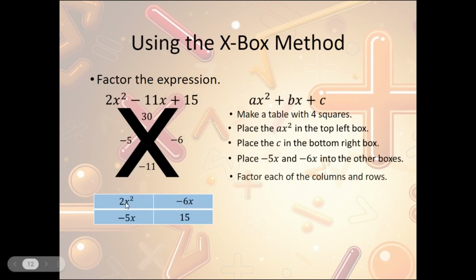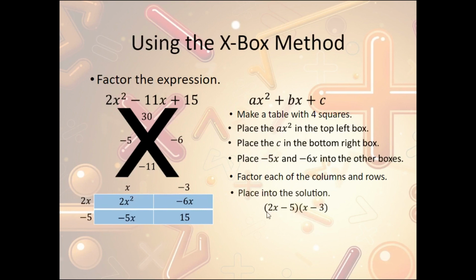So we'll start here. 2x squared and negative 5x. Well, the only thing we have in common there is x. And then we have negative 6 and 15. Well, they have a 3 in common. Then here we have 2x squared minus 6x. Well, we have a 2x in common. And then 5x and 15 has a 5 in common. So we have x minus 3 and 2x minus 5. And we place those into our solution. So now we have 2x minus 5 and x minus 3 as our answer.